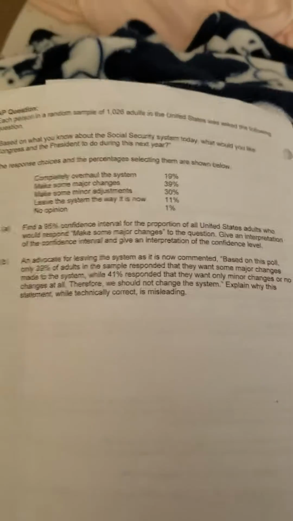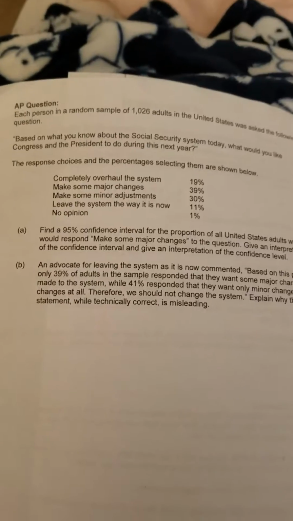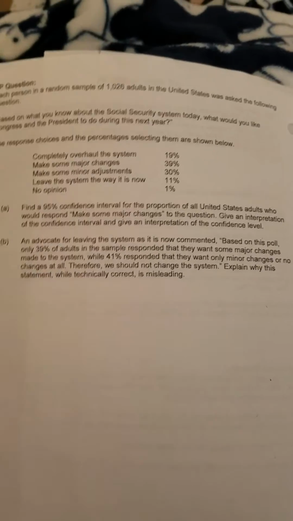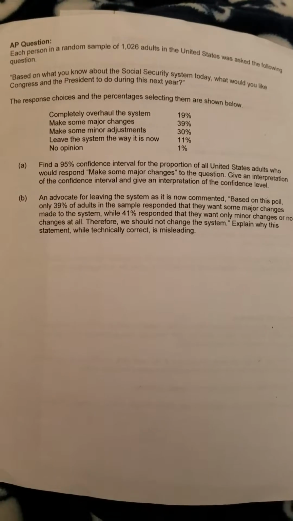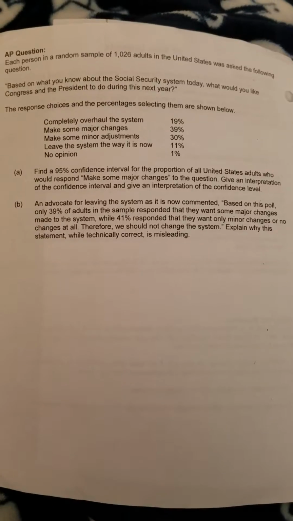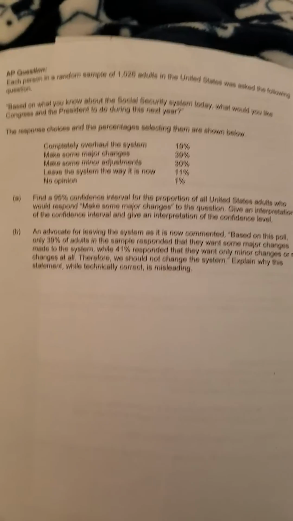And now for the AP question. Each person in a random sample of 1,026 adults in the United States was asked the following question. Based on what you know about the Social Security system today, what would you like Congress and the President to do during this next year? The response choices and the percentages selecting them are shown below.